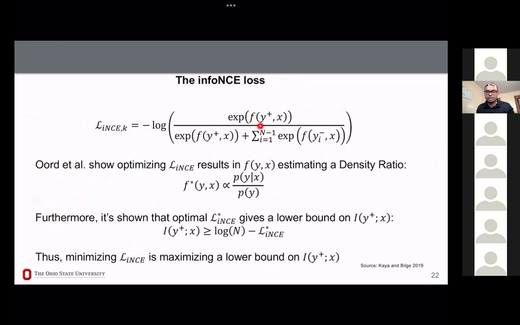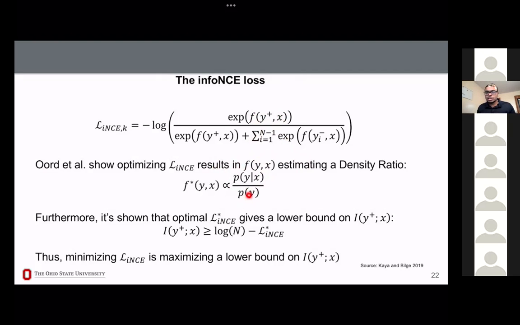So they basically said, we're just going to replace it with a general function of f of y plus x, and all it's really about is how similar they are. And they showed, and you can see the Oord reference paper, that in the optimal case, if optimality is reached, this function f(y, x) really approximates a density ratio.